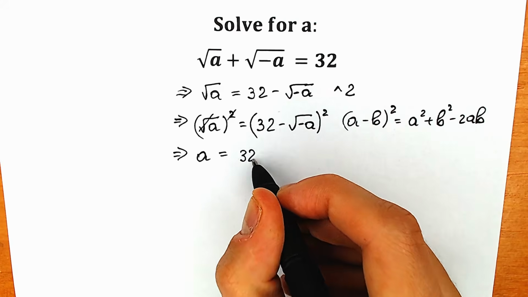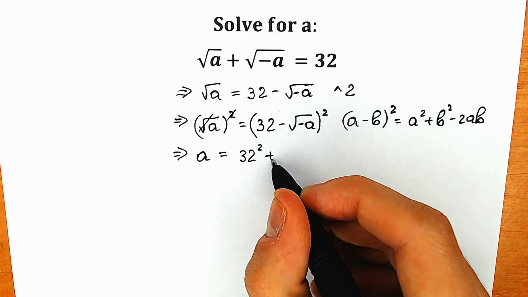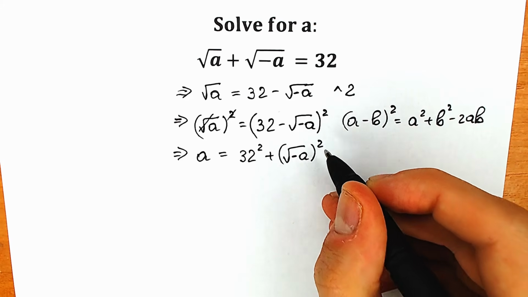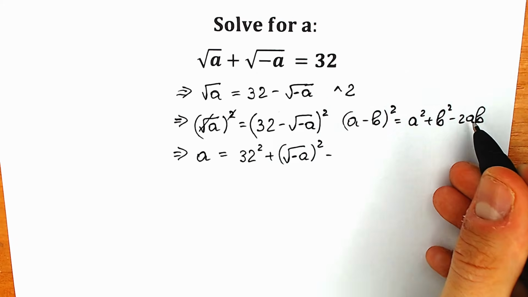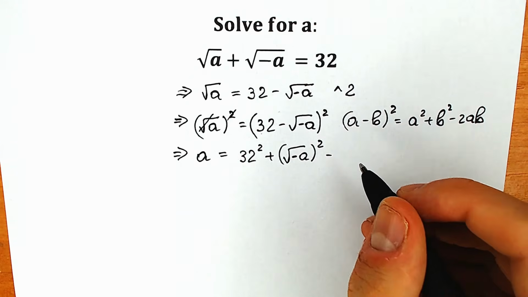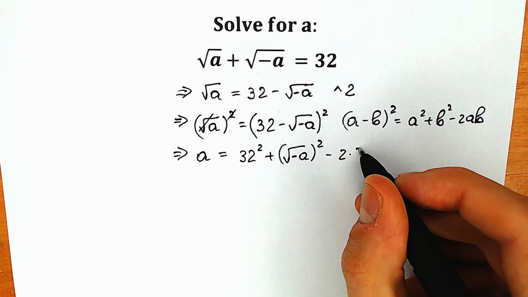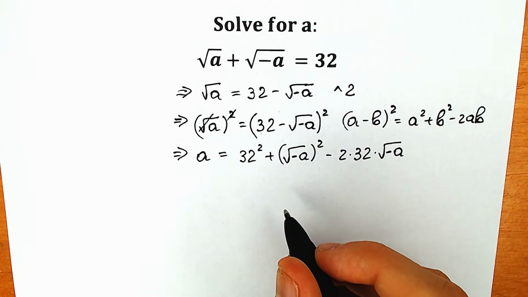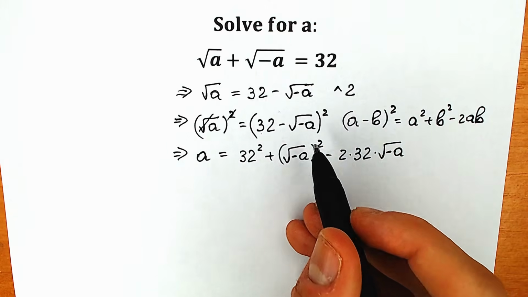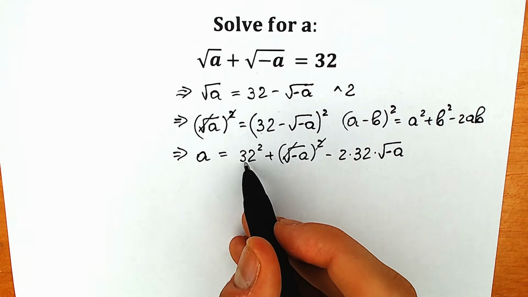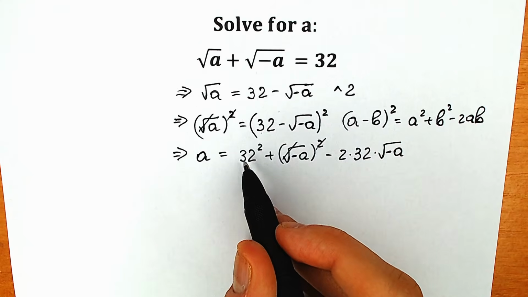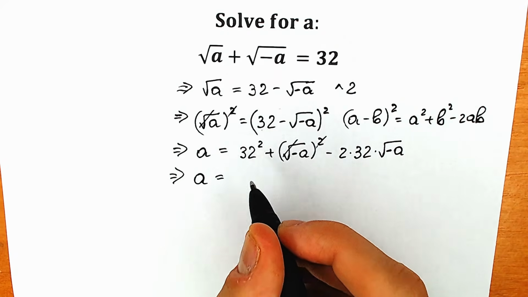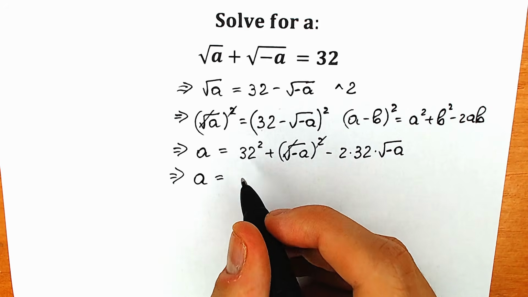We have 32 squared plus square root of minus a to the second power, so square root of minus a, we're going to raise this to the second power, and we have minus 2 times a times b, so 2 times 32 and times square root of minus a. Right now let's simplify this expression. First of all, this square root and this second power we can easily cancel, and we can easily raise this 32 to the second power, so 32 squared equal to 1024. As a result, on the left side we have a, and on the right side 32 squared equal to 1024.